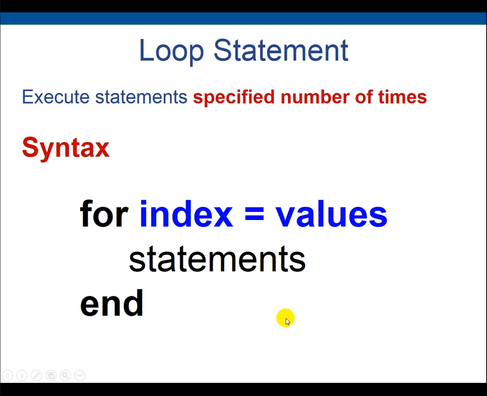And let's look at another one, the loop statement. There are two loop statements: we can use for and we can use while. Let's look at the for. With for, until this index reaches the value, this statement will show up repeatedly. The program will activate this statement repeatedly. Okay, so this is the syntax.